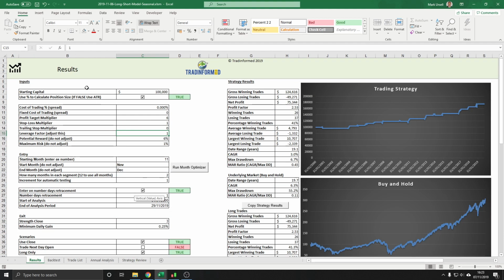And we can see here, this is a results tab of a TradeInformed backtest model, which is built purely in Excel, and you can use it to test and backtest your own trading strategies. Now, in this particular model, I am looking at seasonal factors, and I'm going to show you the entire strategy from January to December, so all the year.